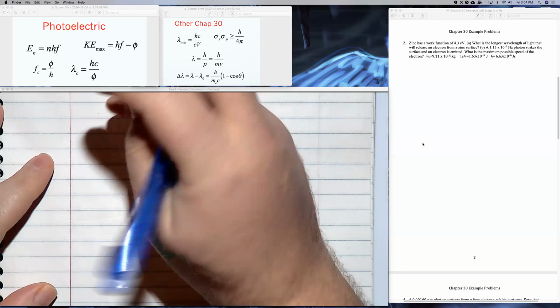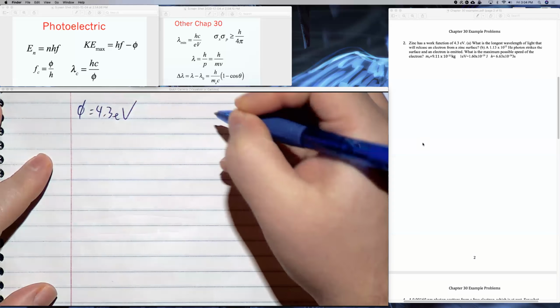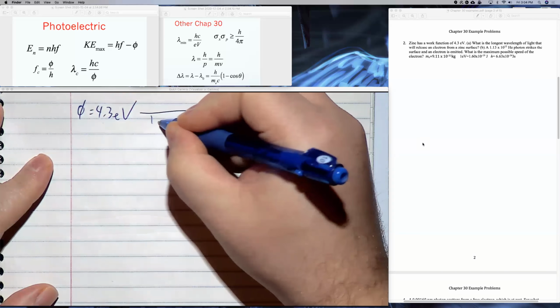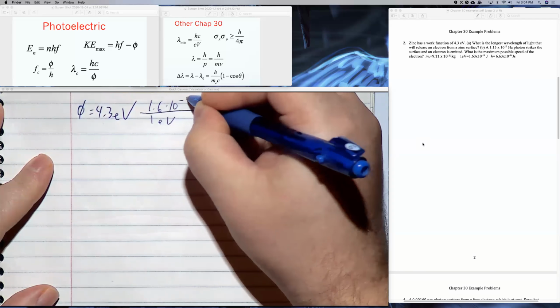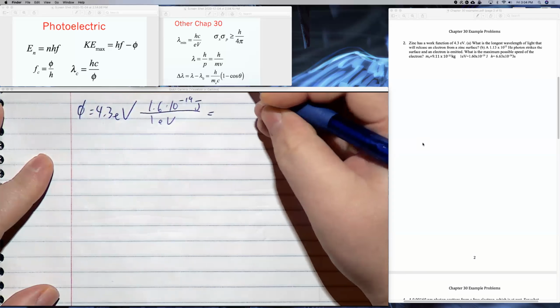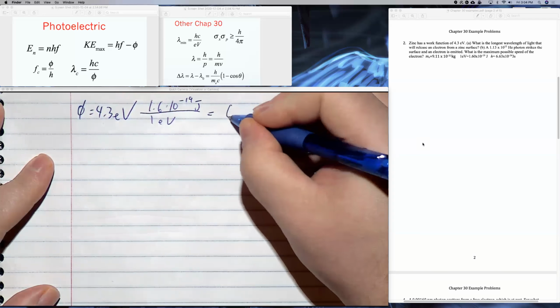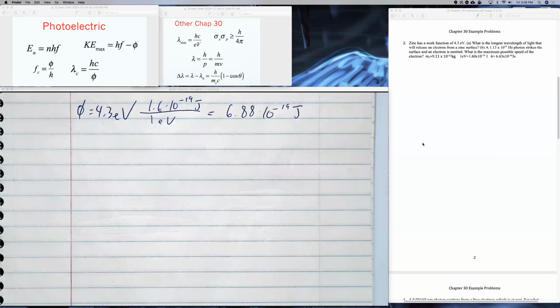So, zinc has a work function of 4.3 electron volts. Now, work functions are always given in eV, but we've been working in joules. So I'm going to want to convert that real fast. Well, 1 eV is 1.6 times 10 to the negative 19 joules, which, doing that work, gives 6.88 times 10 to the negative 19 joules.